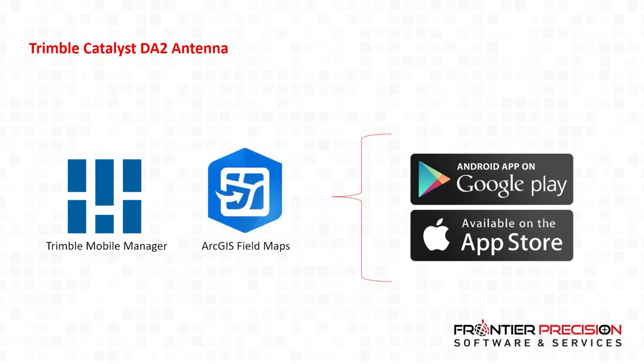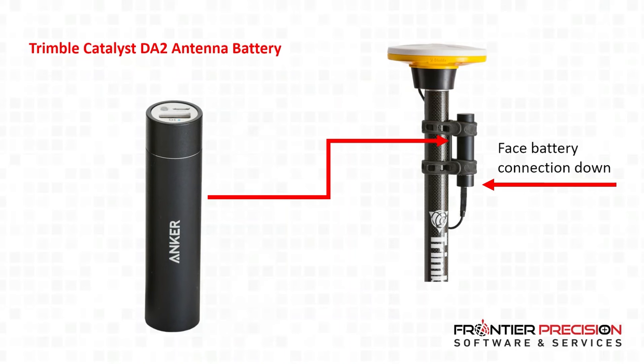To get started, you'll need to download the Trimble Mobile Manager app and the ArcGIS Field Maps app from either the Google Play or Apple App Store. Next, you'll want to configure your hardware. You can do this by mounting the DA2 to your pole, handheld bracket, or whatever other mounting apparatuses you have.